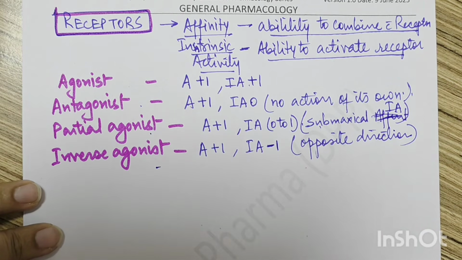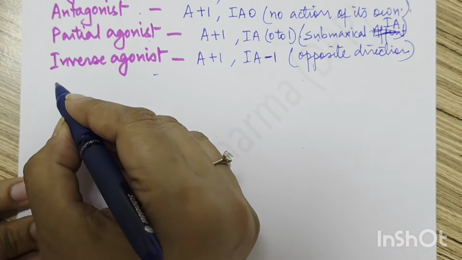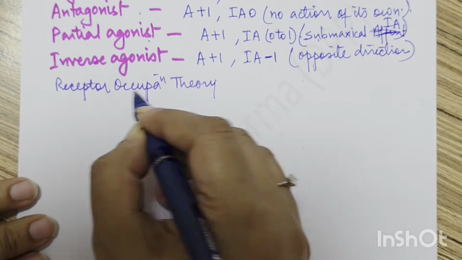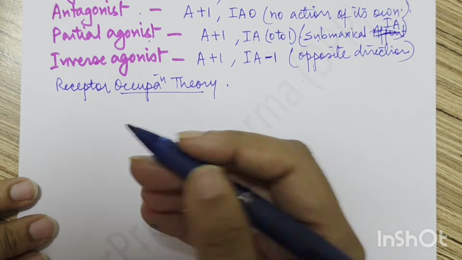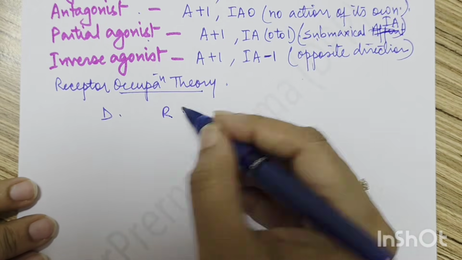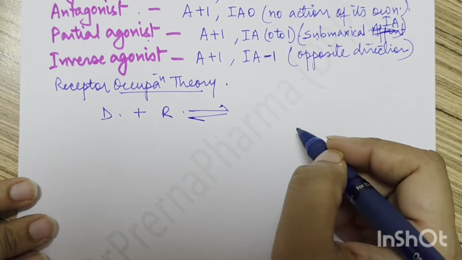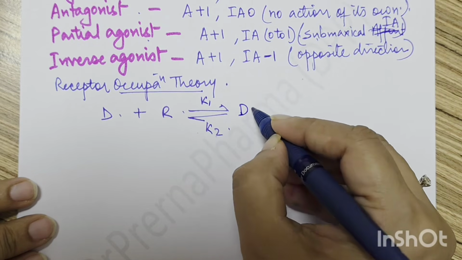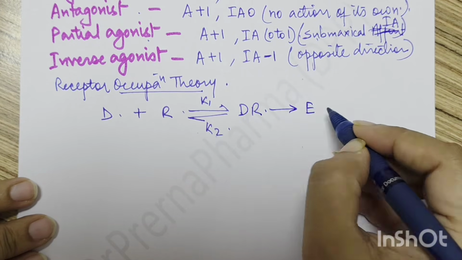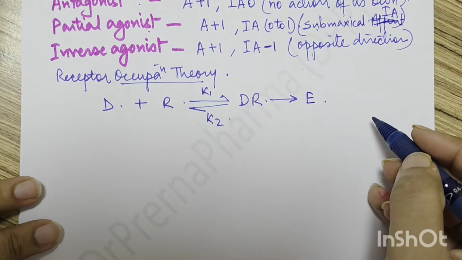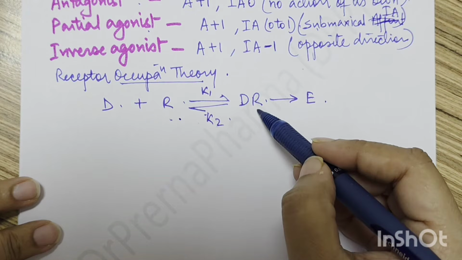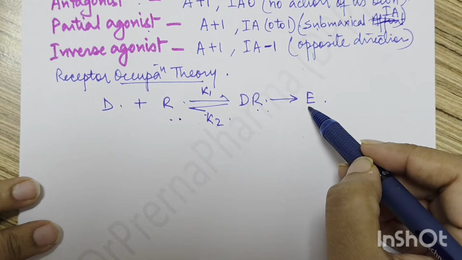So this is how we divide the drugs as agonist, antagonist, partial agonist, and inverse agonist. Right, now there is a thing called the log dose response curve, but before that let me explain the receptor occupation theory. It says there is a drug and there is a receptor. When the two combine, the reaction can move in both directions, with rate constants K1 and K2, and together they form a drug-receptor complex which will produce the effect. So the ability to combine with the receptor is affinity, and the capacity to induce a functional change in the receptor is intrinsic activity, finally producing an effect.